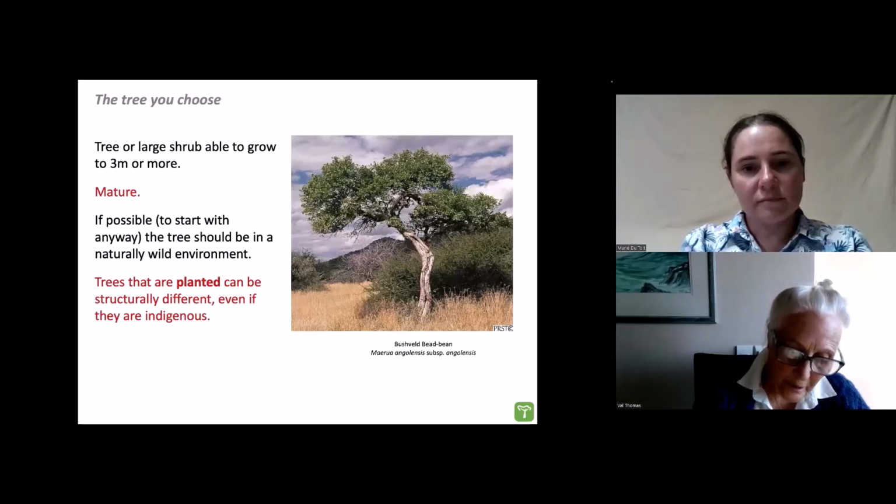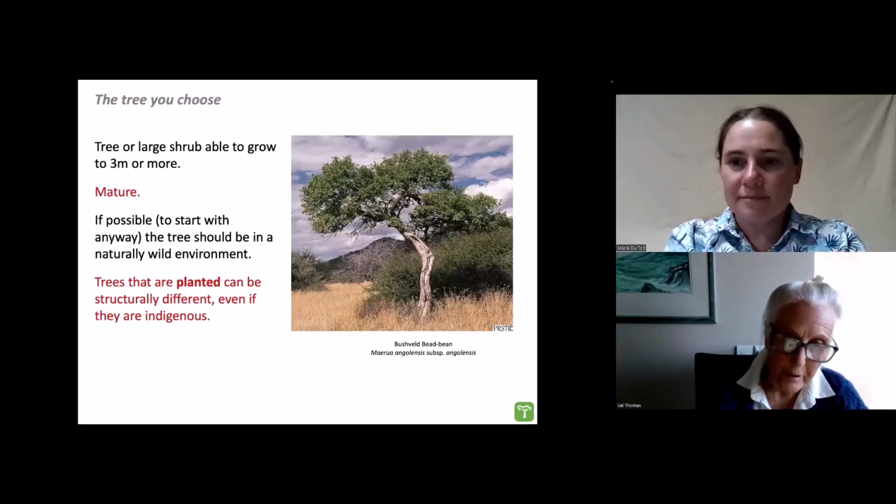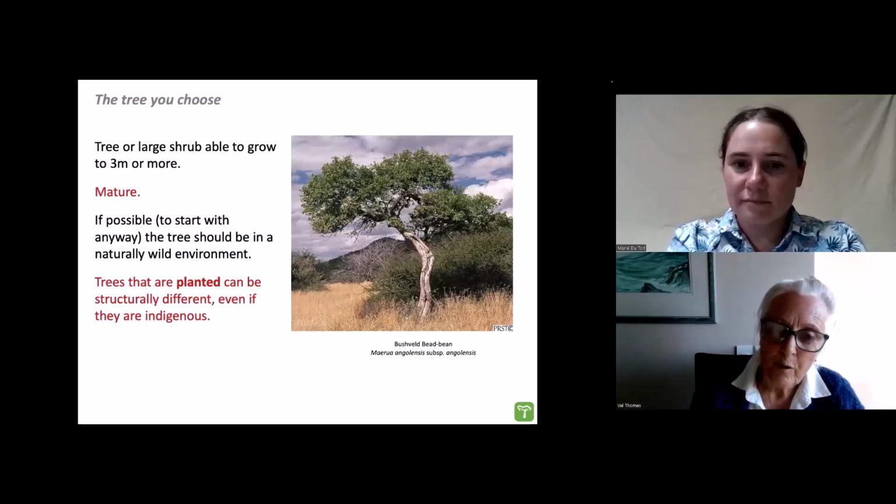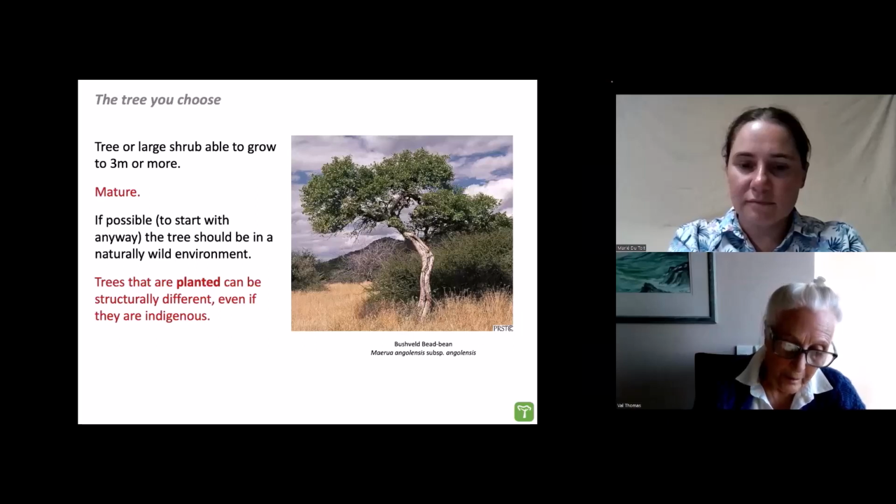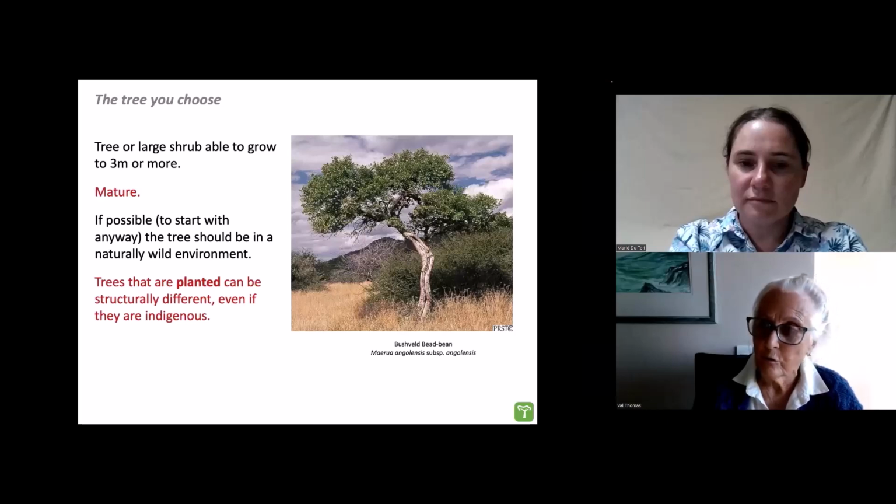Trees that are planted, so not naturally in a wild environment, can be structurally different, even if they are indigenous. For example, there could be much more rainfall than it's used to, it can be colder, there could be frost, the soil might be the wrong soil, and that really affects the shape, the size, and all the textures of the tree. Trees planted anywhere, schools, parks, gardens, roadsides, farms, may not even be indigenous, and they will not follow the location rules that you're going to insert into your app.